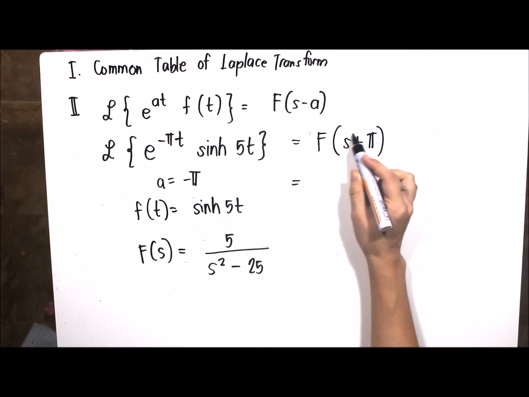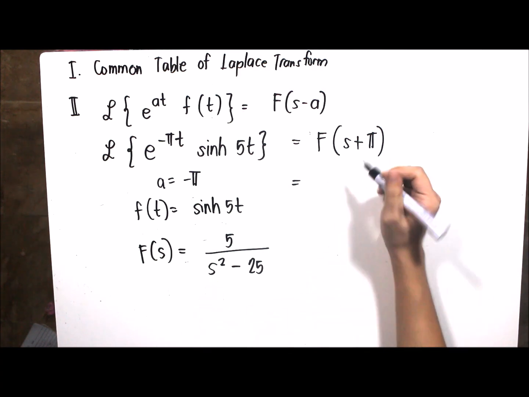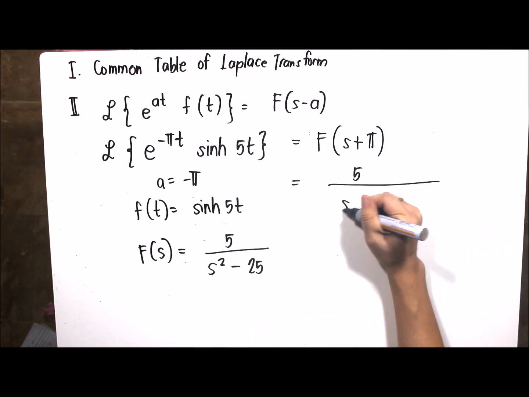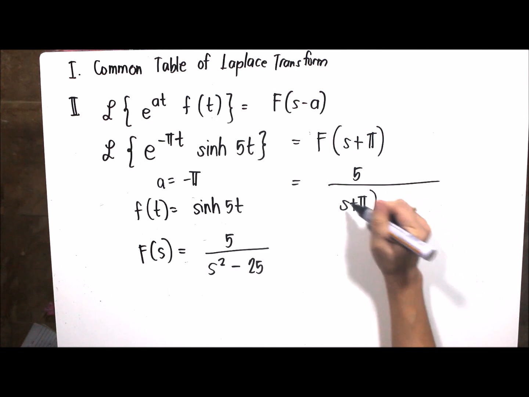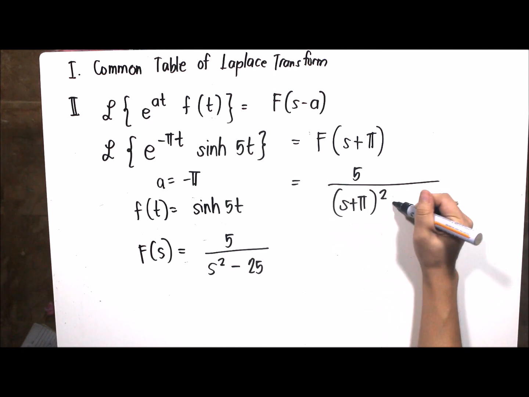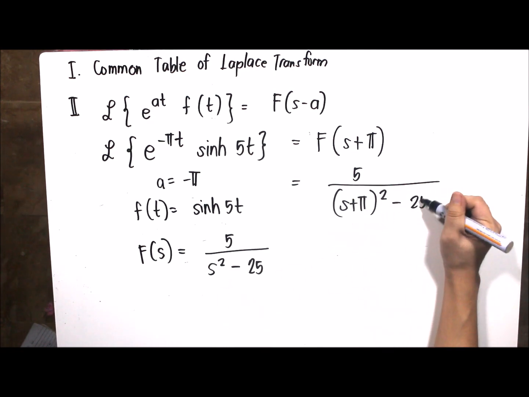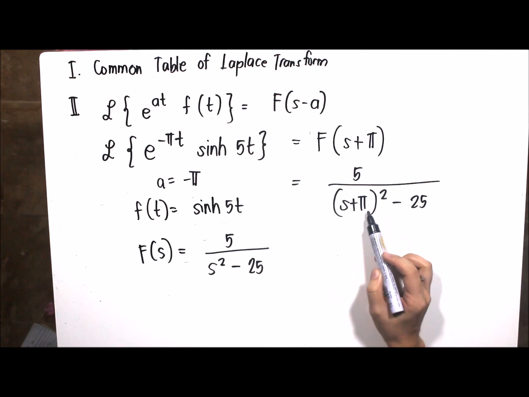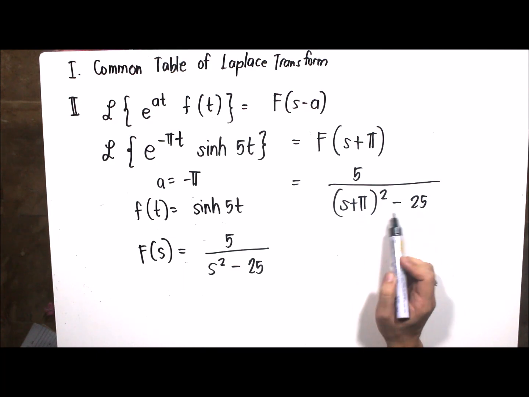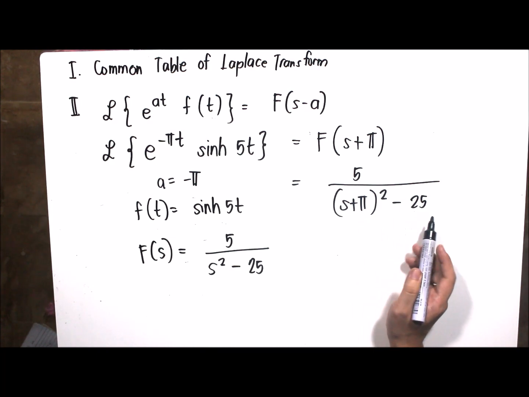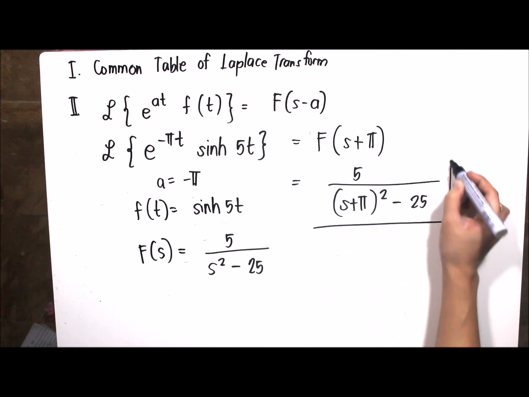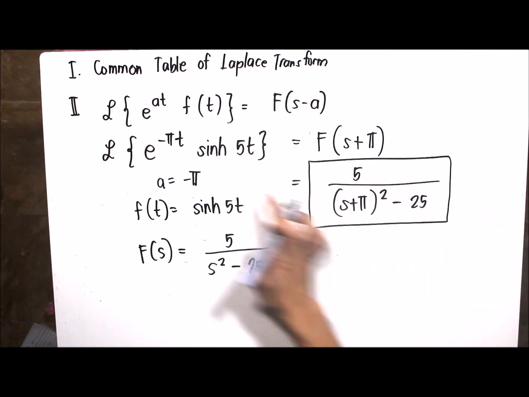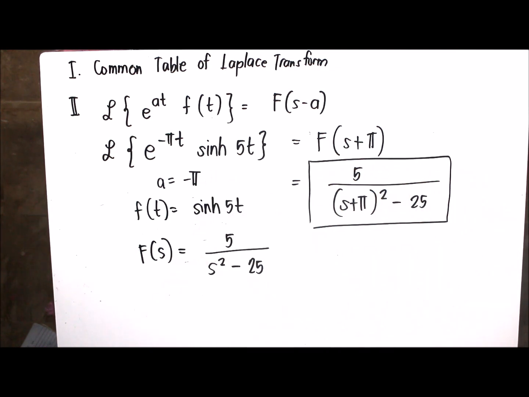Applying the formula, F of s minus a, which is negative pi, so magiging positive pi na. So, substitute lang natin si s plus pi dito sa s na to. So, you have 5 all over s plus pi, quantity squared, minus 25. But since upon expansion, parang it will not be practical for us to combine pi squared and negative 25 due to a negative answer. We will accept this as our final answer for the Laplace transform of this function.